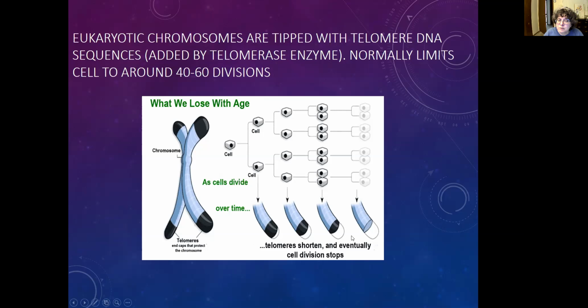Now, the telomere is fine to lose because there's nothing important in the telomere sequence. But once that's gone, if that cell continues to get replicated, you're going to start to lose important genes, important parts of the chromosome. And so that puts a limit on cell division. Eukaryotic cells can normally only divide around 40 to 60 times before they can't divide anymore, because they've run out of telomeres and they're going to lose genes that the cell needs in order to survive.